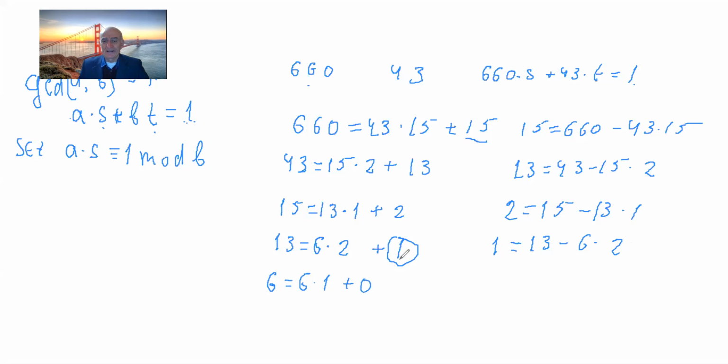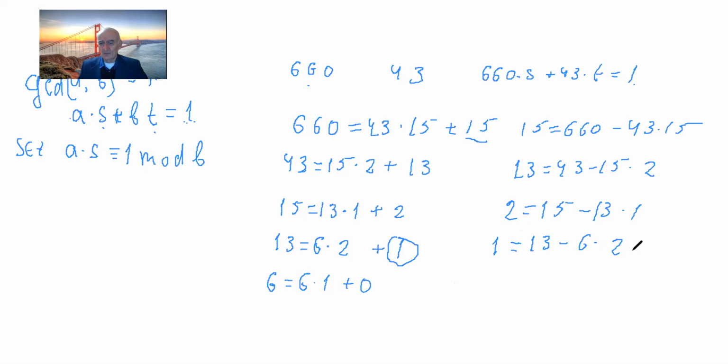So this is the greatest common divisor, and we knew it. We decided it without the Euclidean algorithm. Okay. Now, what is the next step? The next step now is to go upward. We have 1 equals 13 minus 6 times 2.